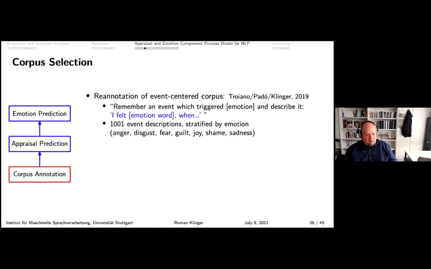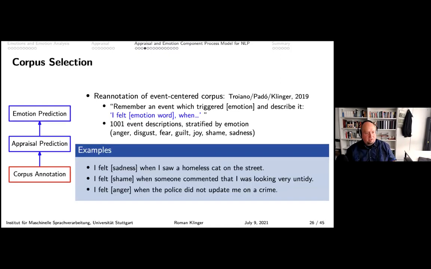We got roughly 1,000 event descriptions stratified by emotions. The examples look like this. I felt sadness when I saw a homeless cat on the street. I felt shame when someone commented that I was looking very untidy. I felt anger when the police did not update me on a crime.